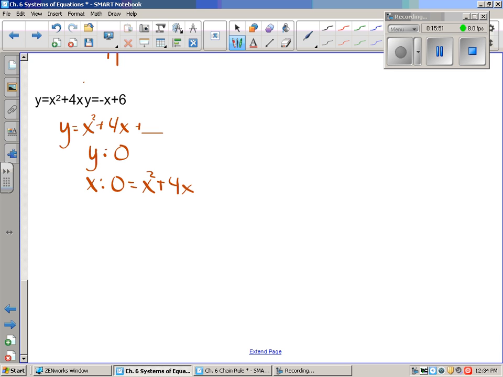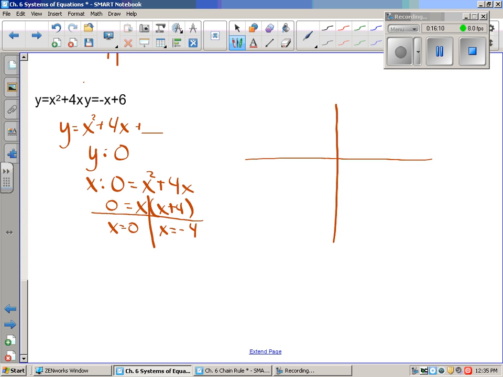And what do you notice when you're factoring this? What can we take out of it? You take out the x, and we're left with x plus 4. And so, Rebecca, what are the two roots that we have here? X equals 0 and x equals negative 4. Perfect. So my parabola is already starting to take shape. It's crossing at 0, it's crossing at negative 4.